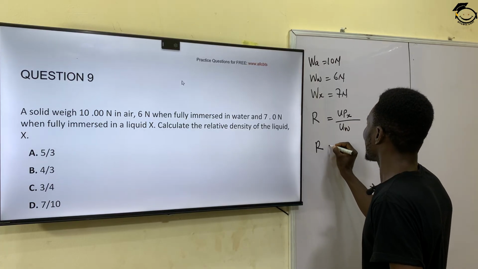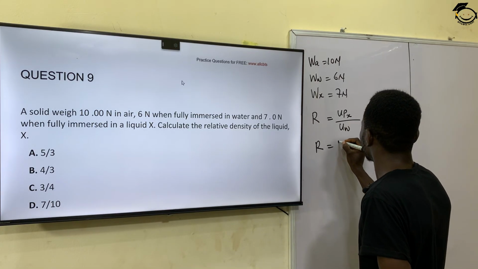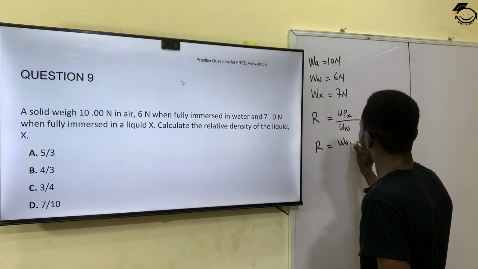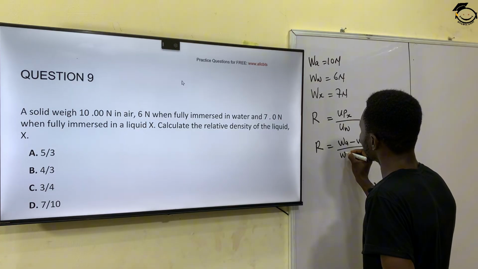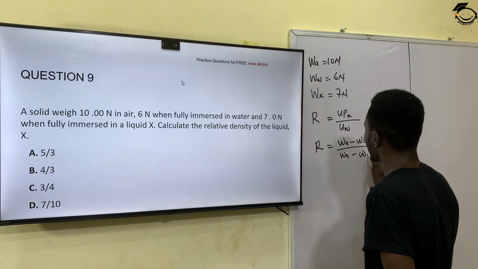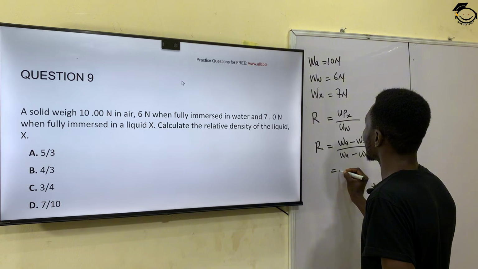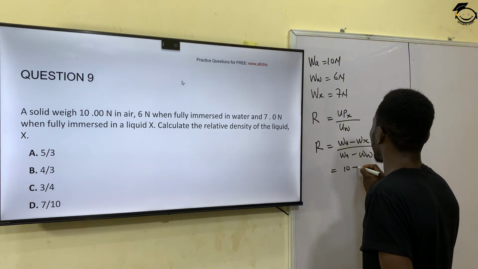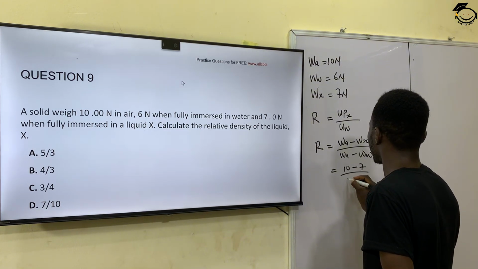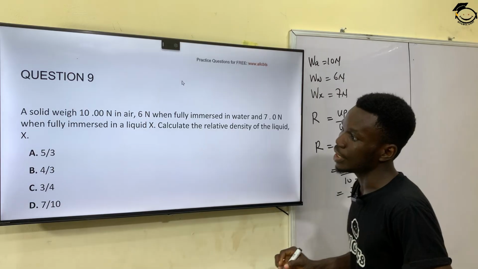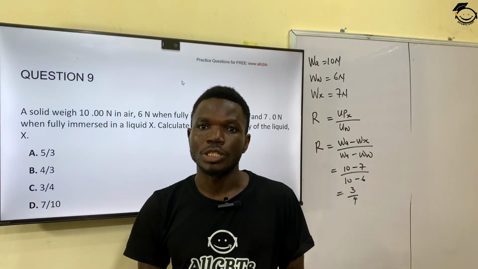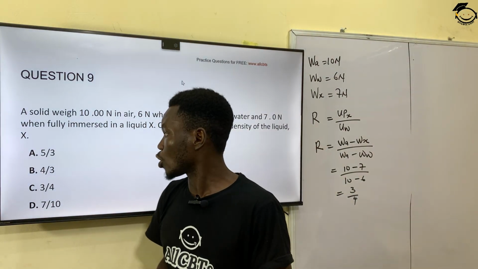So this means that my relative density is the weight in air minus weight in X over weight in air minus weight in water. So that's the same as saying I have 10 minus 7 over 10 minus 6. And that will give me 3 over 4. It means that my relative density here is 3 over 4. And that is option C.